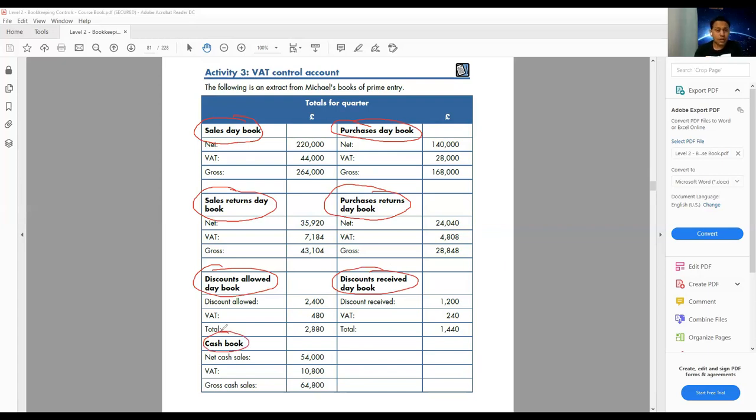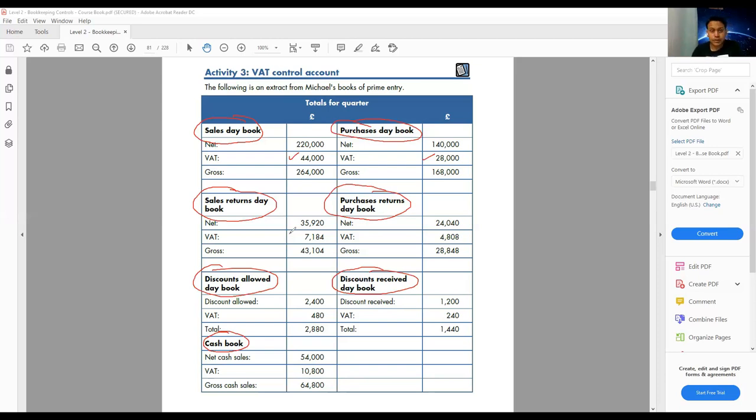So we only talk about the VAT. Remember, on the exam they might give you this type of question, but we only take the VAT. We don't take anything else. When I prepare the VAT control account, I only consider the VAT. I don't take any net or gross, anything. I only concern about VAT.